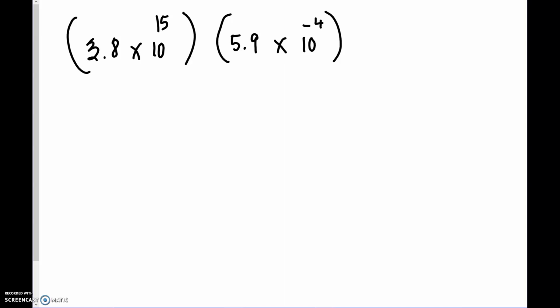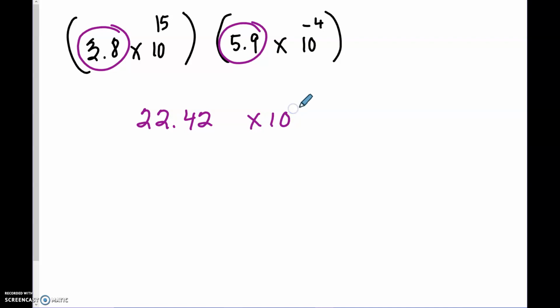All right, give this one a try. So make sure you're stopping, pausing your video. So how I like to do these is I like to take these multipliers, 3.8 times, I hit the wrong number here on my calculator, 3.8 times 5.9 on my calculator, and I get 2.42 times 10, and then I add these exponents. So 15 plus a -4 gives me 11.